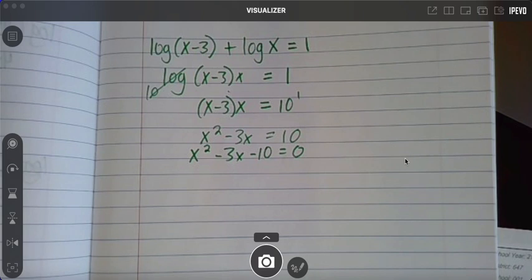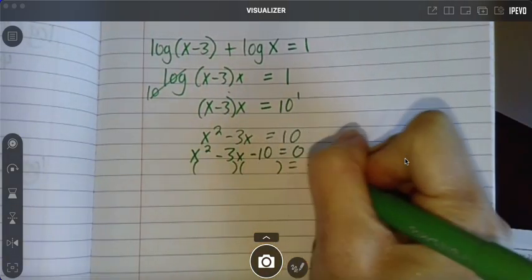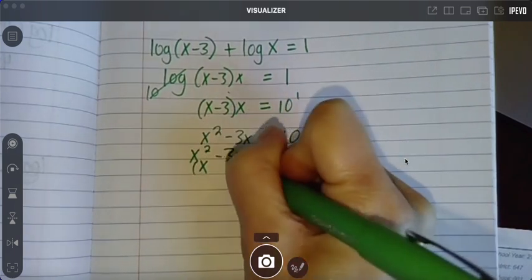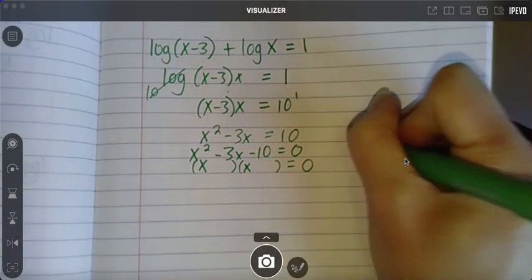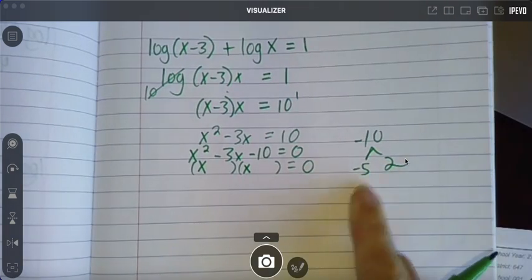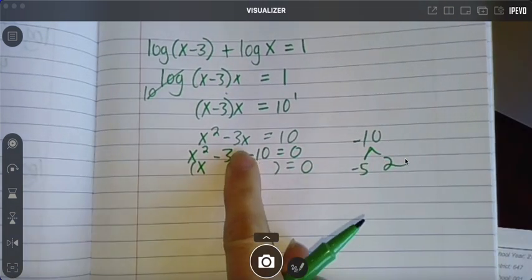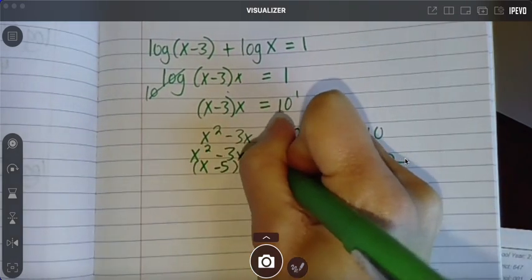Now I can factor that. What goes at the front? X and X. At least it's not granny glasses, right? And then I'm going to find factors of negative 10. Negative 5 and 2. They multiply to negative 10 and they add to negative 3. So it's negative 5 and 2.